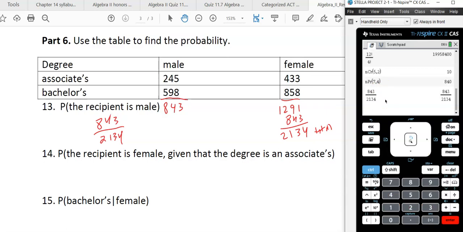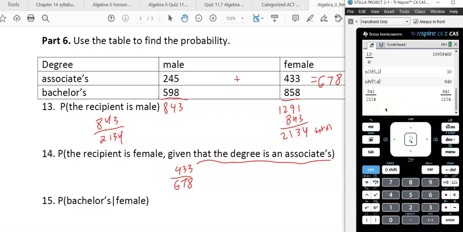And that's it, actually. Given that the degree is an associate's degree, all I care about are the total associates. If I add those together, that would be 678 of them total. So that denominator is going to be 678. The numerator is, what's the probability it is female? Well, 433 of those.